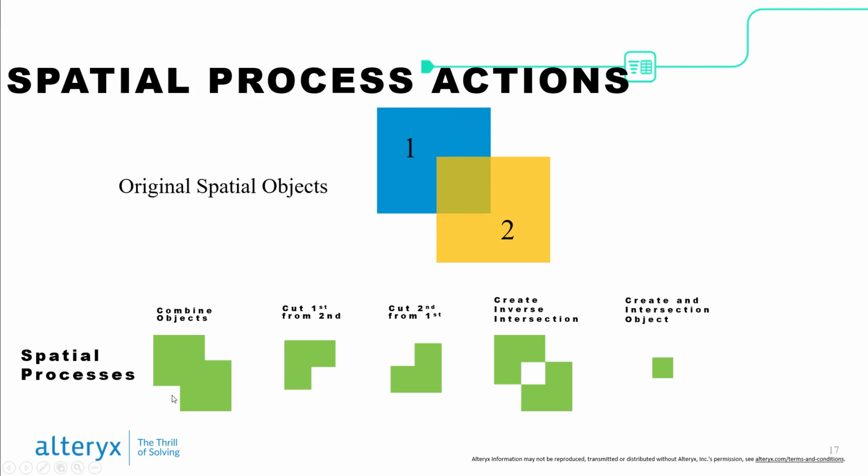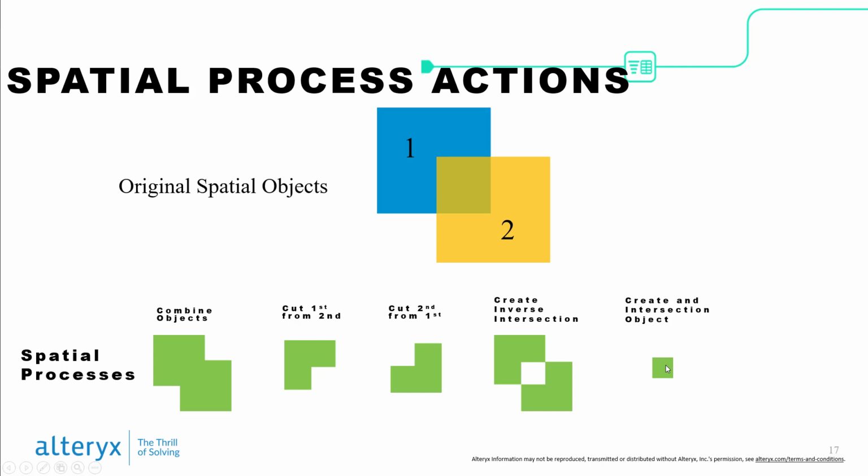The first thing I could do is combine them, and my output spatial object would look like this. I could cut the first from the second, so you can see my little piece of 2 is actually cut out because there's overlap on it. I could cut the second from the first, so now you can see the overlap of 1 is getting cut out of 2.